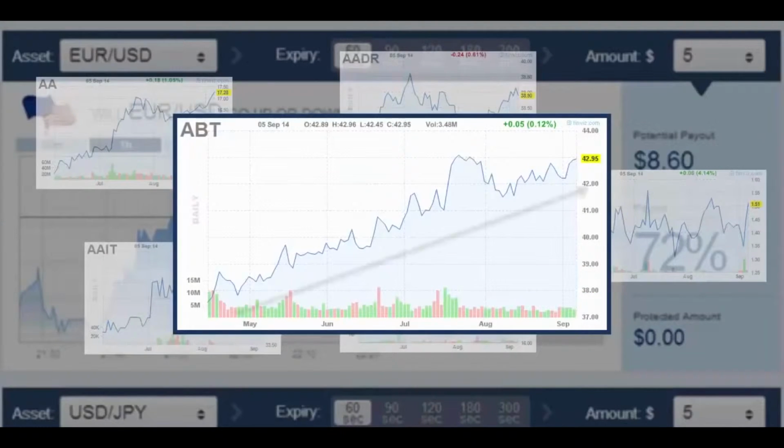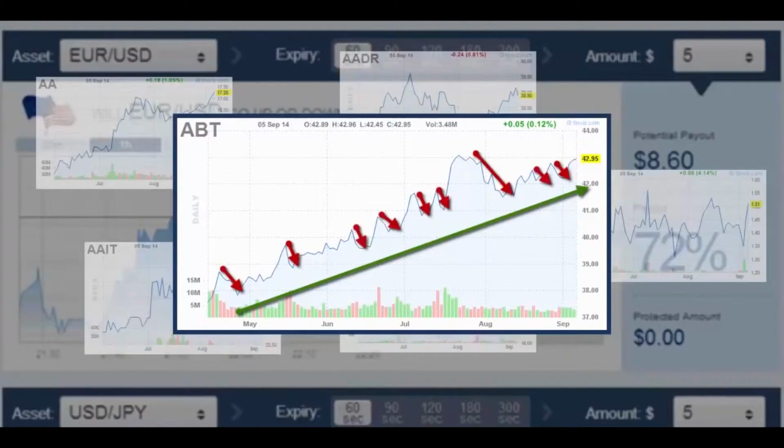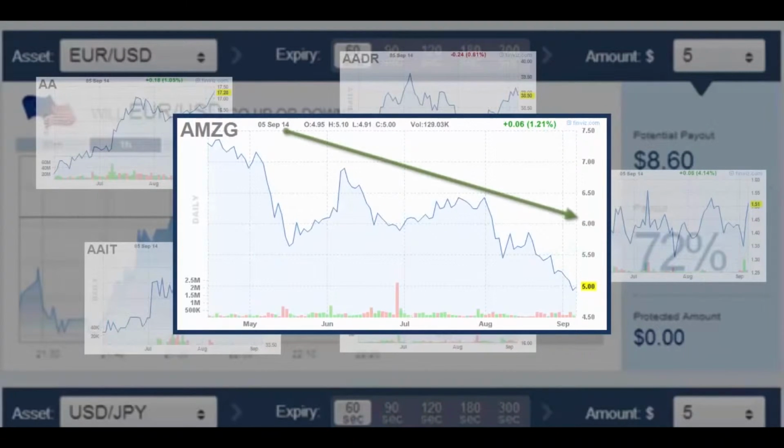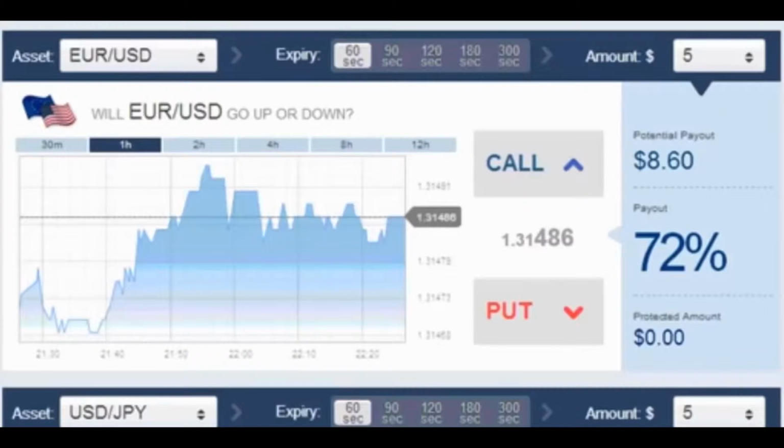Even if the price of an asset is going up overall, it'll always bounce and go down a bit along the way, just like you can see on this chart. And the opposite is true as well. If the price of an asset is going down overall, it'll always bounce and go up for a bit along the way. So in the end, I always end up with a winning trade very quickly.